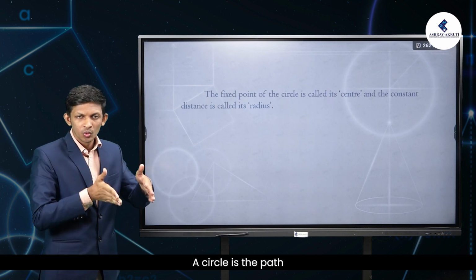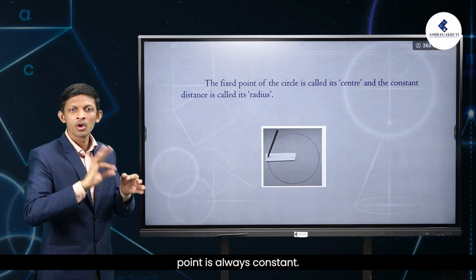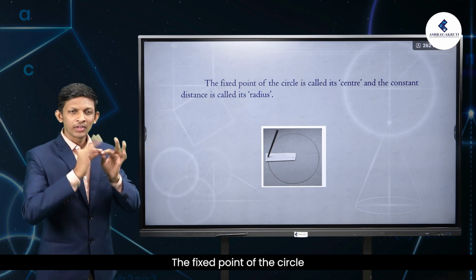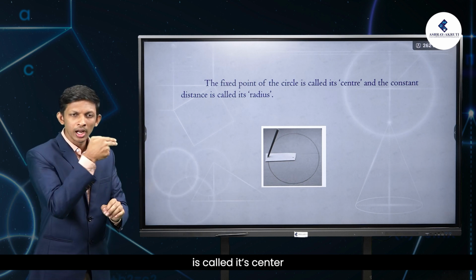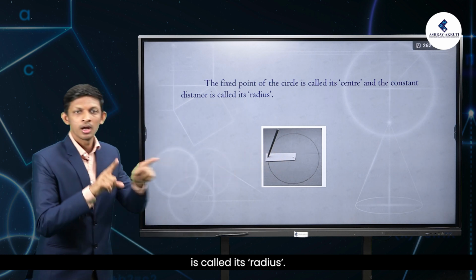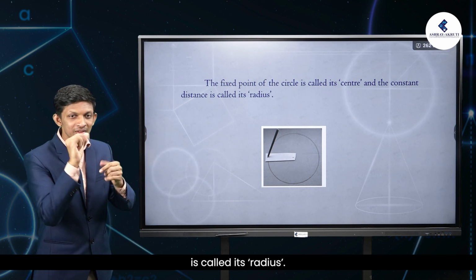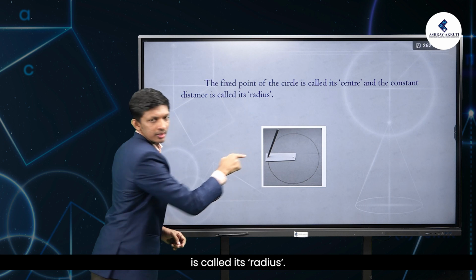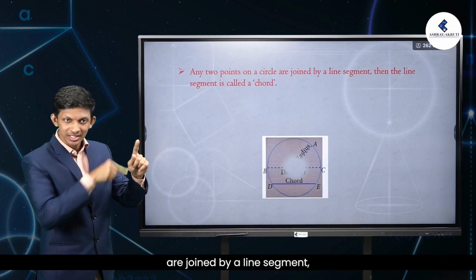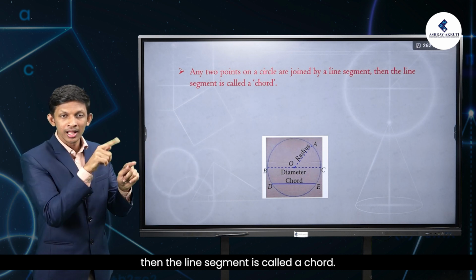A circle is a path traced by a moving point so that its distance from a fixed point is always constant. The fixed point of the circle is called its center and the constant distance is called its radius. Further, if any two points on a circle are joined by a line segment, then the line segment is called a chord.